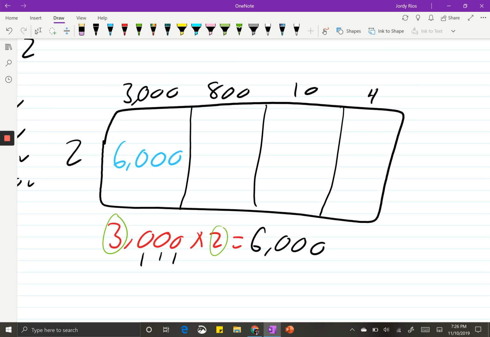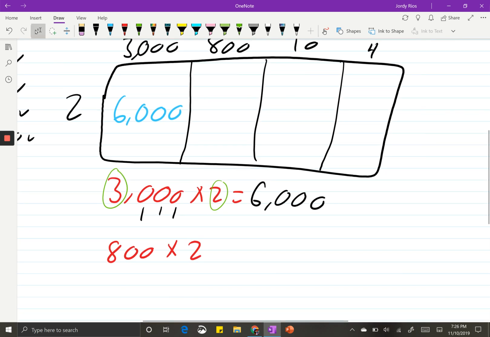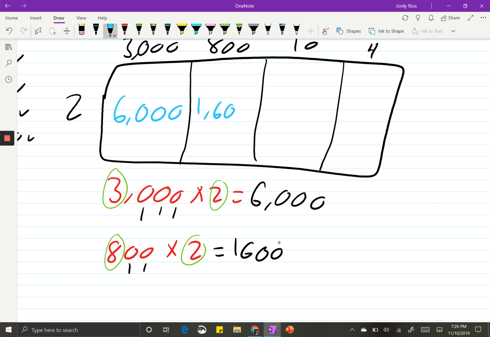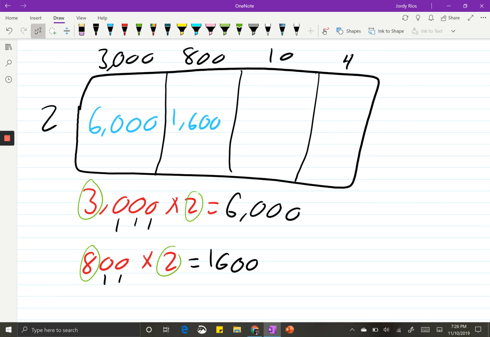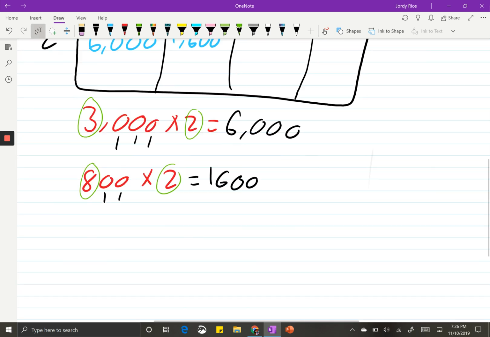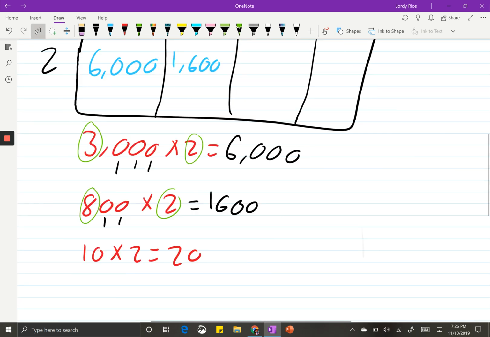Next one is 800 times 2. Okay, again, power of 10. 8 times 2 is 16. How many zeros am I adding? 1, 2. So my answer is 1,600. I'm getting the hang of this. Next one is 10 times 2, and that's 20.